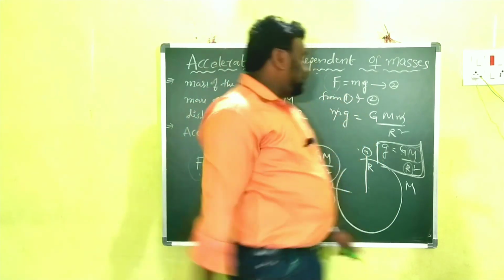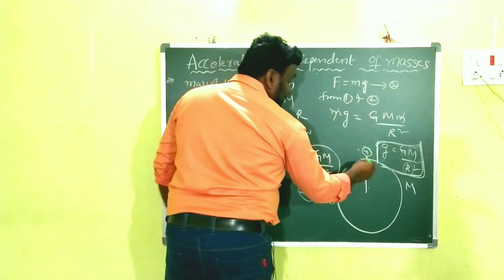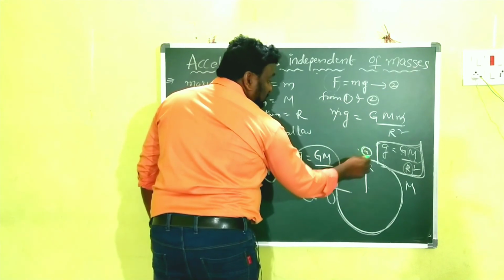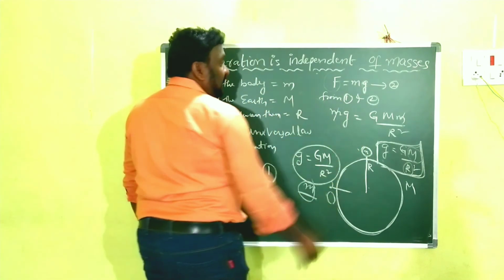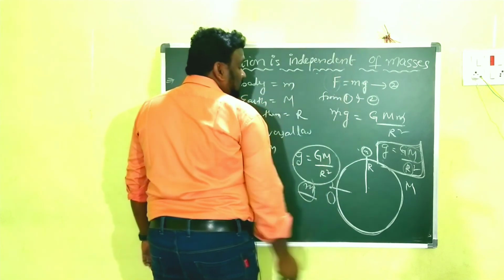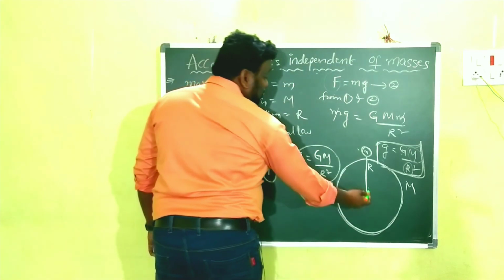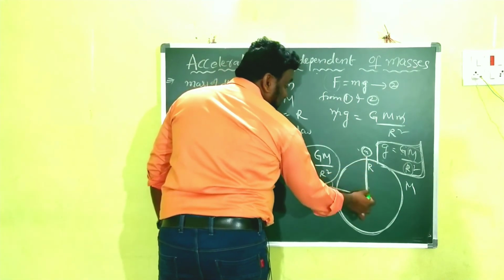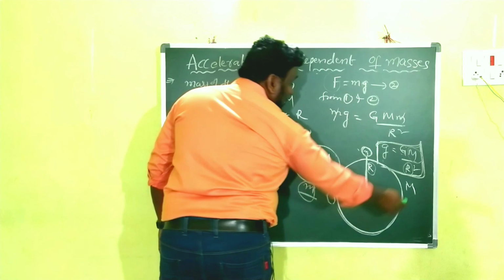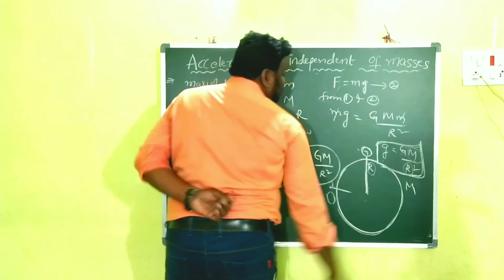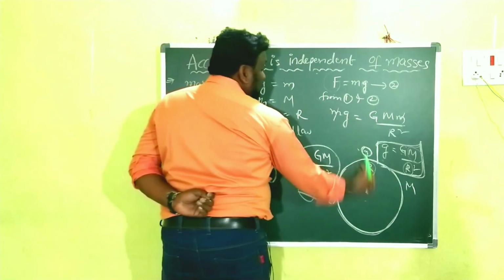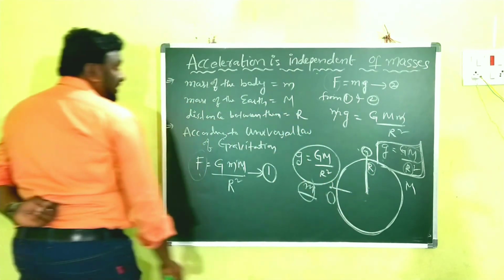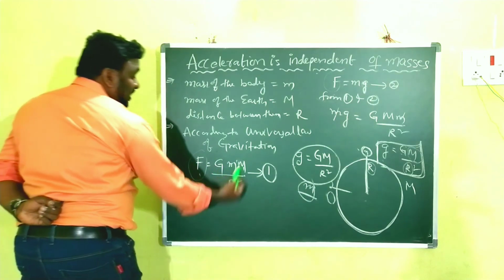Let's see once again. Children, we have taken small m, the mass of the body that is dropped from a certain height. When it approaches the earth's surface, the distance between the two is capital R. We consider capital M the mass of the earth, small m the mass of the body, and R the distance between these two. Then according to the universal law of gravitation, what do we write? F equals GMm by r square.